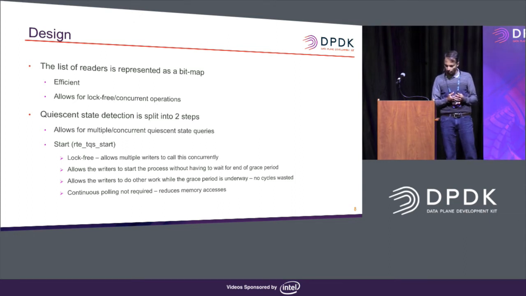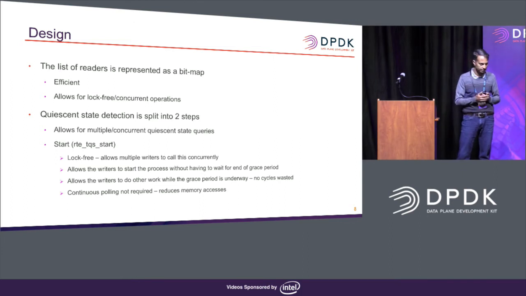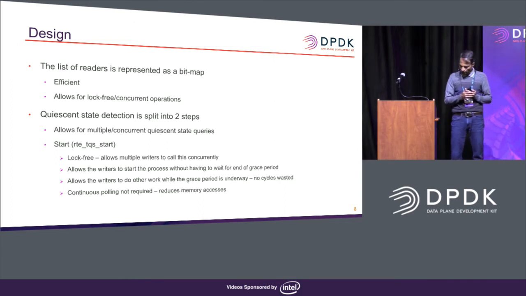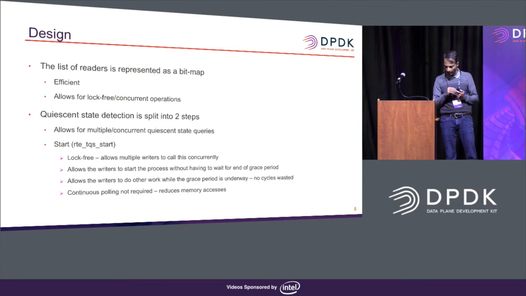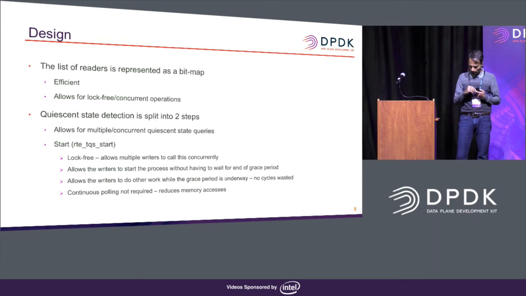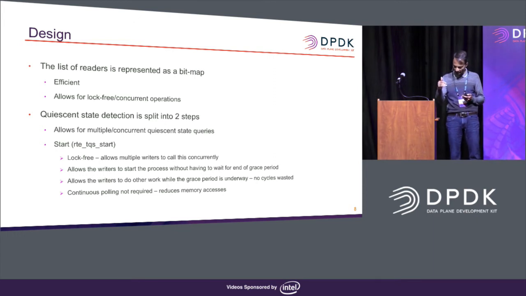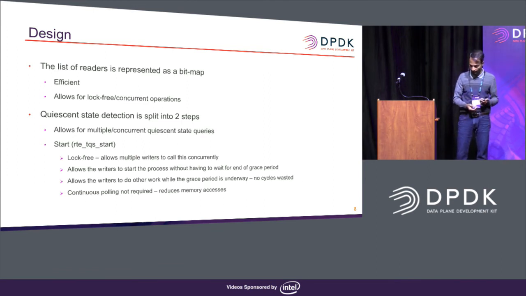So the second thing I have done is I have split the quiescent state detection in 2 steps. This allows me to run multiple concurrent quiescent state queries. The first API that's provided here is the TQS start. This API is lock-free. What that means is you can have multiple writers on the data plane, and all of them can call this API simultaneously and concurrently.